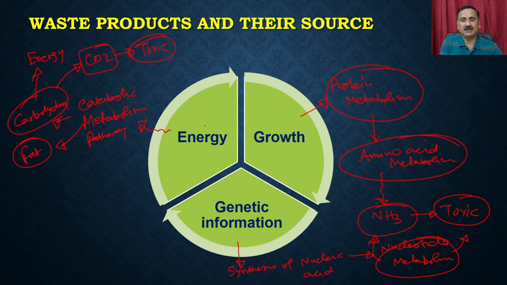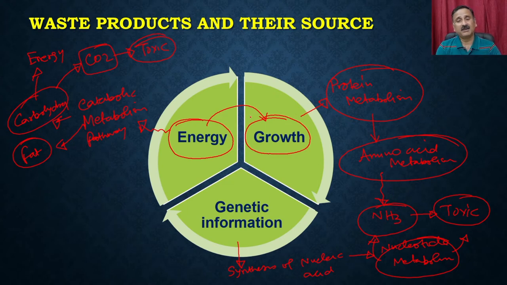So what you see here is that if the organism wants to continue its life, it has to generate energy. That energy is going to be used for running different physiological processes, and along with that, it is also used for growth. And if it wants to grow, it also has to synthesize new proteins so that it can synthesize new cells, right? That's how it runs amino acid metabolism, and that also generates ammonia. And the third is it also has to maintain the genetic material of the body, right?